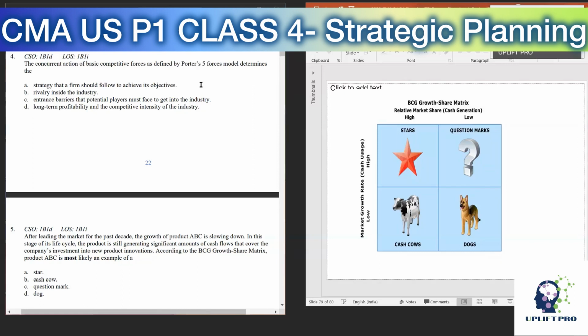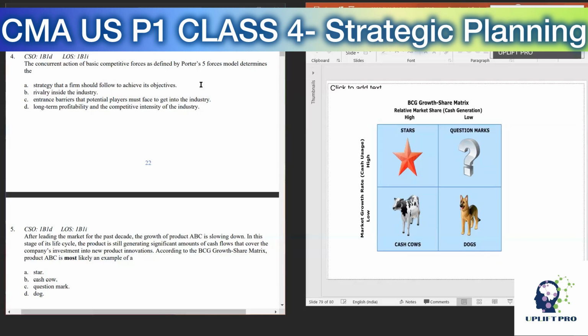In this case, he says, after leading the market for the past decade, the growth is over. The star is over in the last decade. In the last decade, it was a star because it was leading the market. It was growing. The growth of product ABC is slowing down, so it is now stagnating. In this stage of life cycle, the product is still generating a significant amount of cash flow. So it is selling on its own, it is generating a lot of cash that covers the company's investment into new product innovation. So you're not plowing it back into the same product, ABC. You're plowing it into another product to develop a new product.